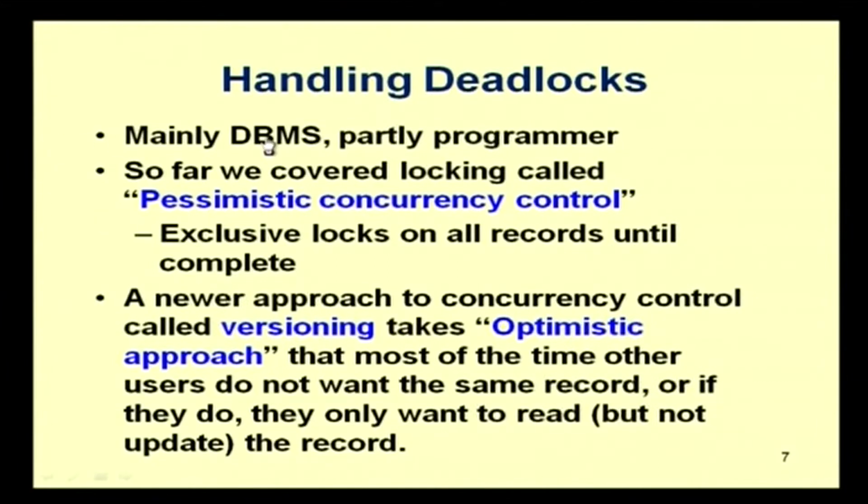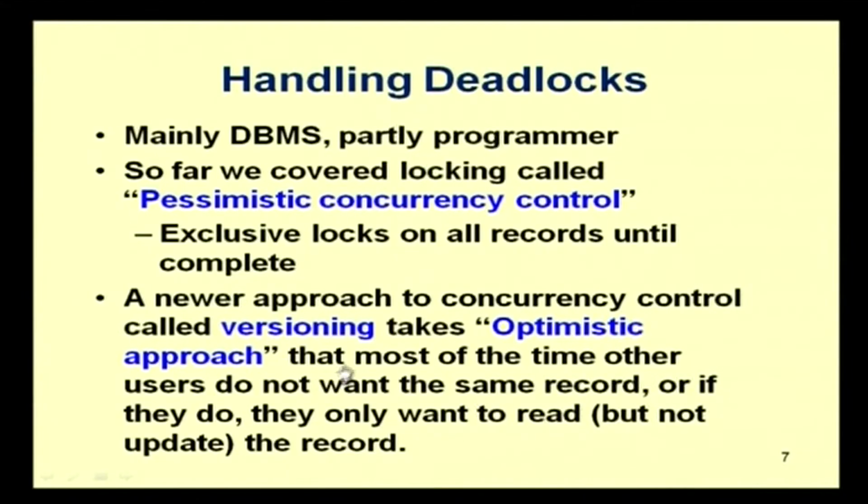Mainly it is tackled by the database management system and partly by the programmer. So, so far we have covered locking, called pessimistic concurrency control. Exclusive locks are needed for all records until it is complete. A newer approach to concurrency control is called versioning, or the optimistic approach. It assumes that most of the time other users do not want the same record, or if they do, they only want to read but not write the record. So, this is an optimistic assumption we are making.